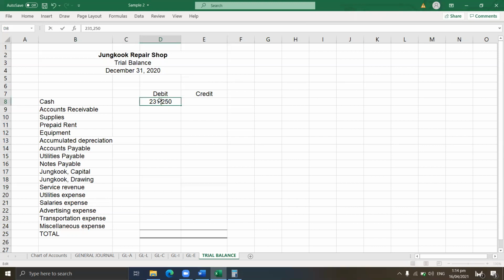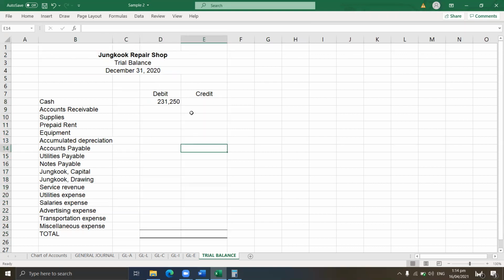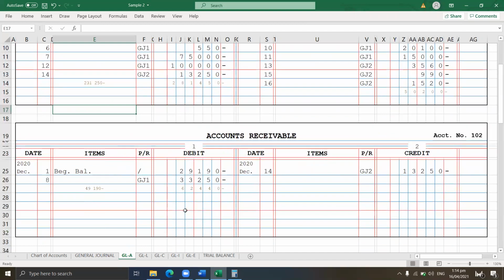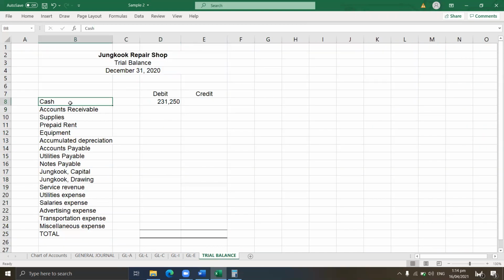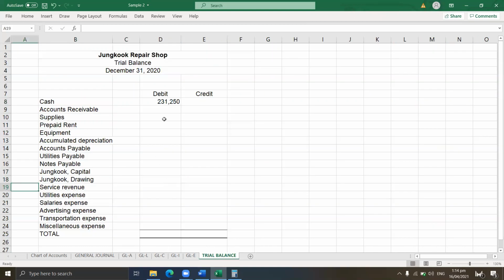231,250. Okay? So again, you can put comma sign already. If you want, you can also put peso sign. Okay, hindi ko na lang muna lalagyan. And then next we have accounts receivable. So our accounts receivable balance. By the way, class, no, I have just copied the titles based on the chart of accounts. Okay, so again, it should be arranged based on the asset, liabilities, equity, income, and expenses. Okay. So yung accounts receivable natin is 49,190. Okay, so 49,190. Ayan.